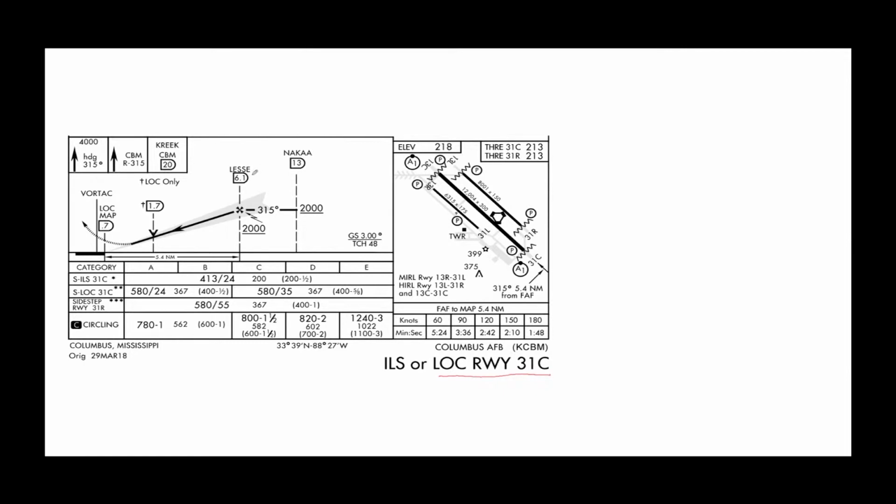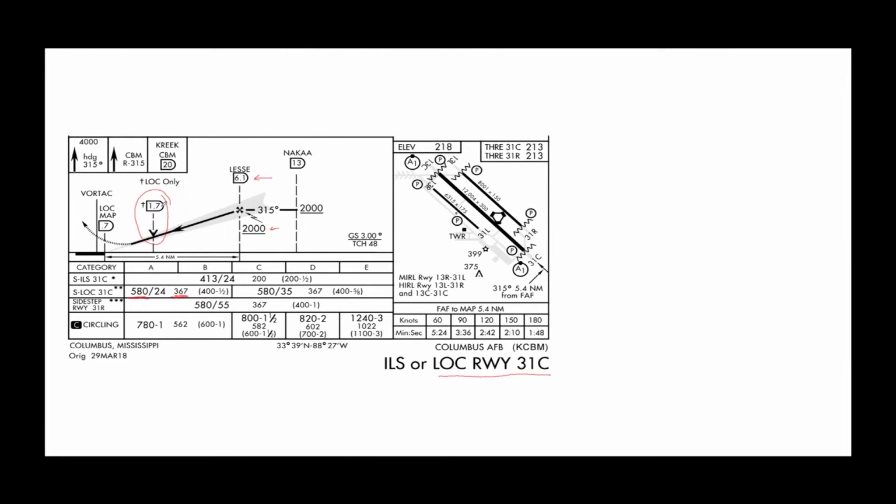At Lessie, we have a 6.1 DME, FAF altitude of 2,000. And for our MDA, passing Lessie, we're going to go down to 580 for a minimum descent altitude. There's a height above touchdown of 367. Now the flip gives us a VDP already calculated at 1.7.